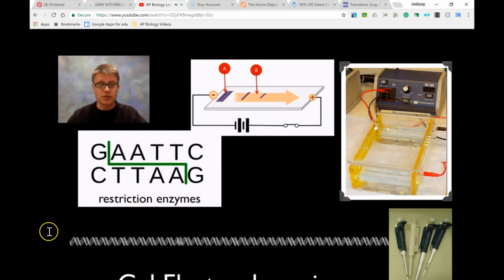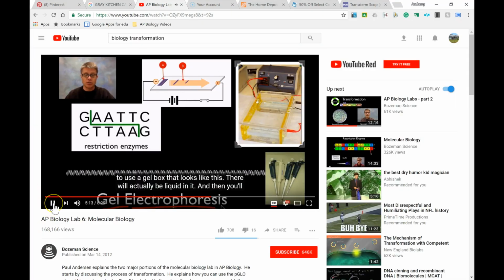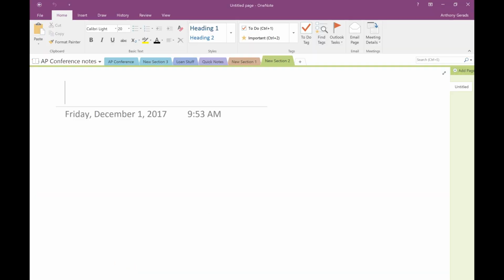The second one is called gel electrophoresis. We didn't do gel electrophoresis, so you don't have to worry about that. All right, so now I'm going to give you some notes on the background of this. We're going to go over what should have been predicted to be seen, what should not, all that stuff.